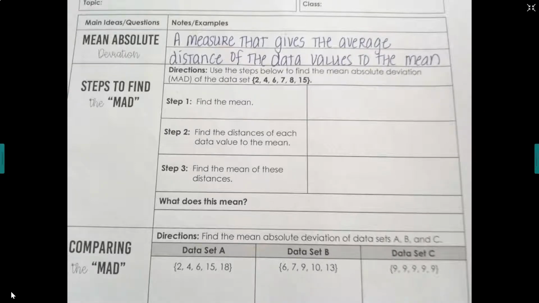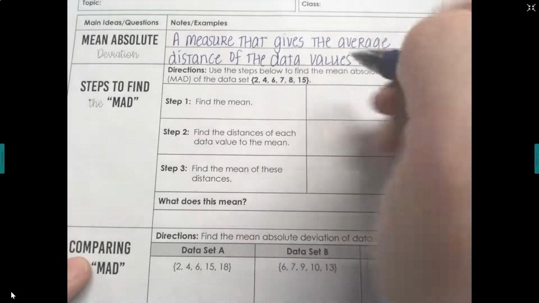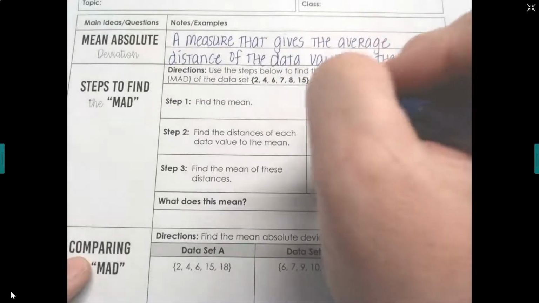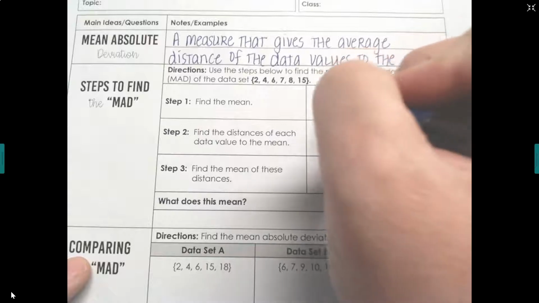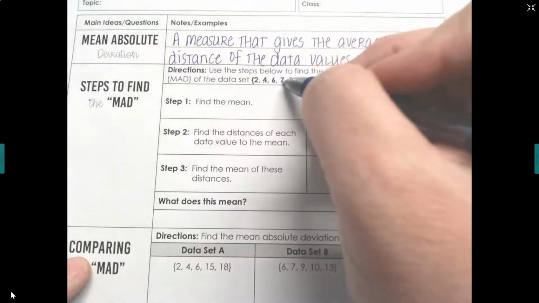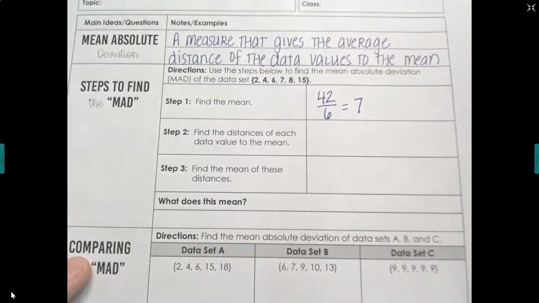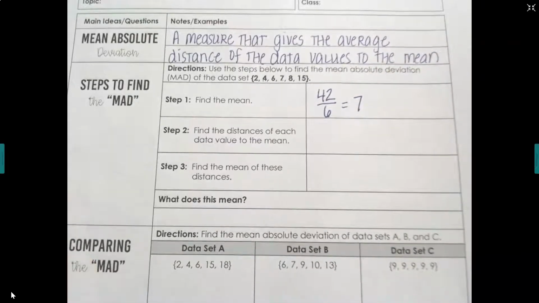Okay, so let's take a look at our data set: 2, 4, 6, 7, 8, and 15. So we're going to find the mean. You would add together 2, 4, 6, 7, 8, and 15, and you get 42. And there's 1, 2, 3, 4, 5, 6 terms. So this has a mean of 7. Okay, so we want to find the distance each data value is from the mean.